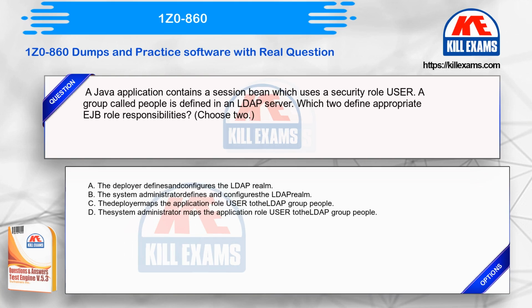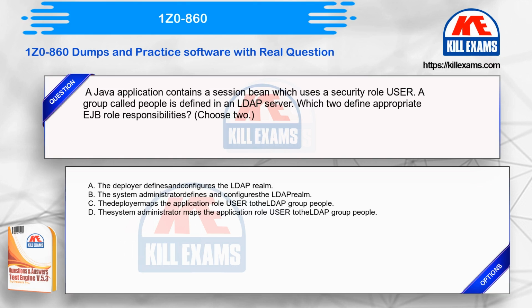A Java application contains a session bean which uses a security role user. A group called people is defined in an LDAP server. Which two define appropriate EJB role responsibilities? Choose two. Option A. The deployer defines and configures the LDAP realm.